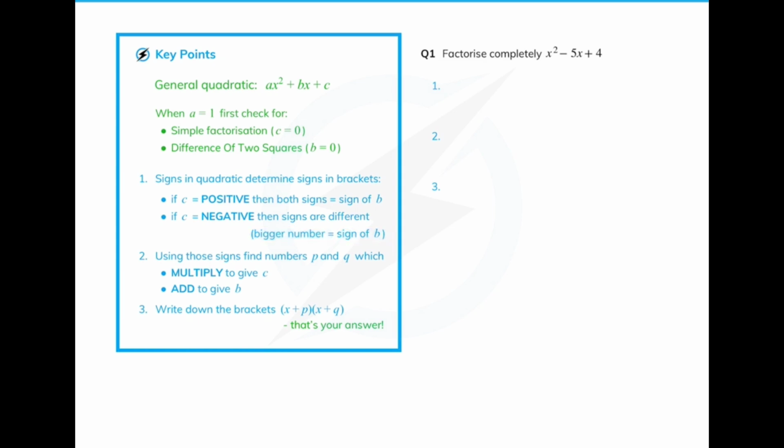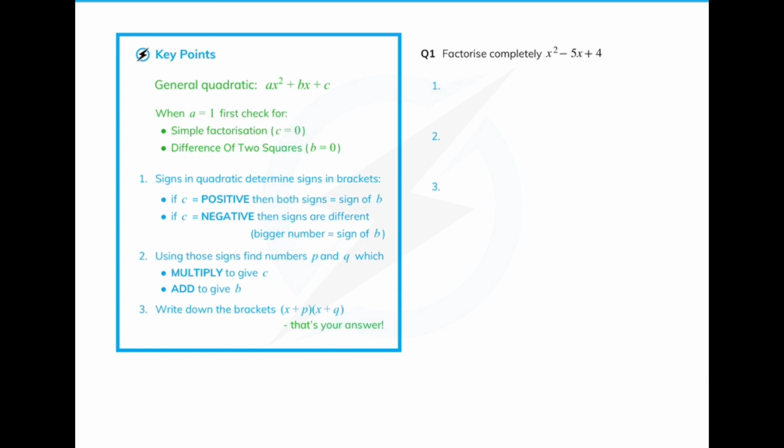And then we go to the standard thing, which is that we're looking for two numbers, p and q, which have the signs that we've just thought about, which multiply to give c. And if you think about multiplying out a pair of brackets, the two numbers at the end always multiply to give the number on the end of the quadratic. And those two numbers must multiply to give c and add to give b. And once we've found those two numbers, we simply write down the brackets x plus p and x plus q, and that is our answer. So let's have a look at a couple of questions.